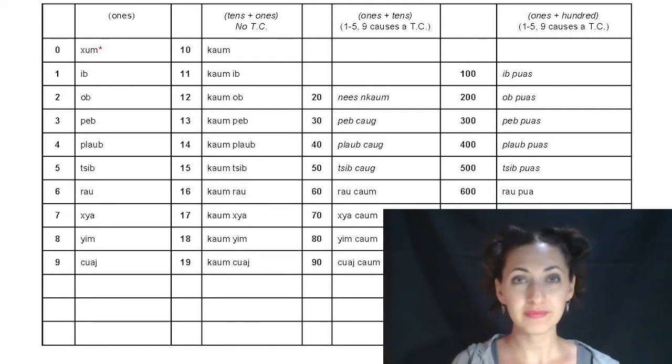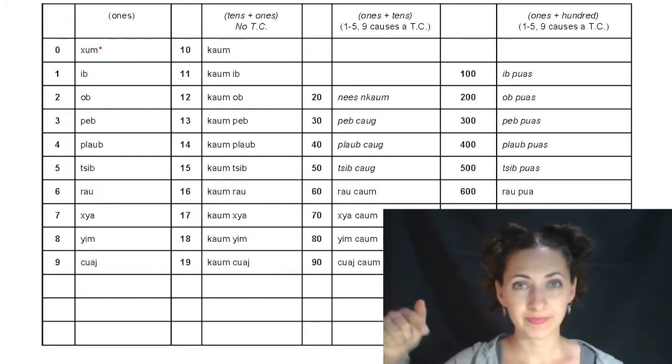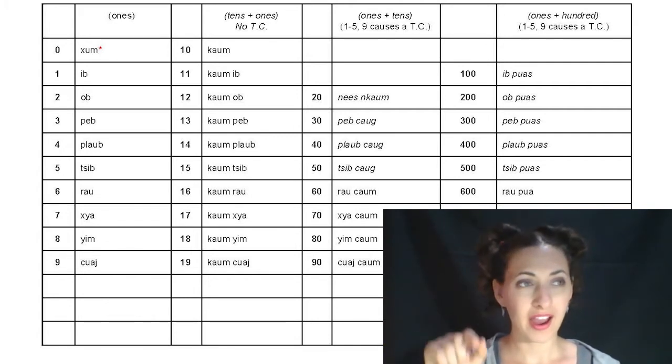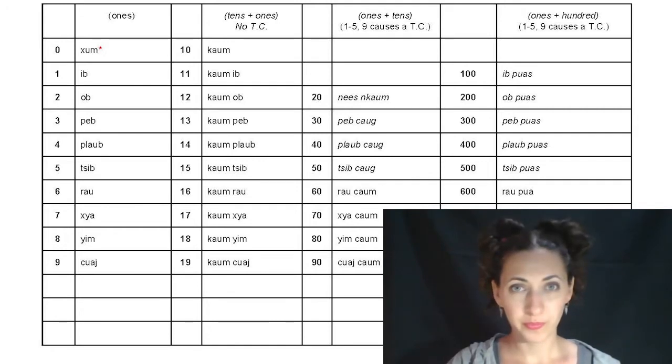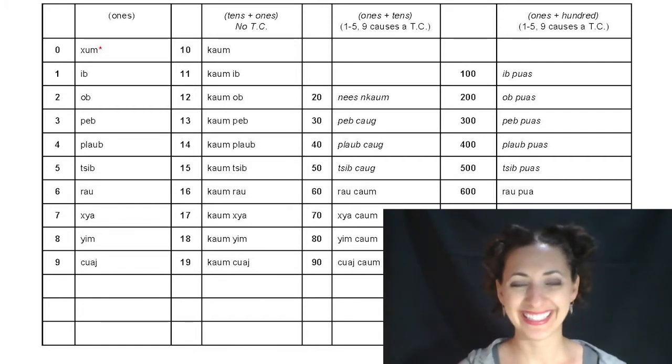Moving on. Zhao, Zhao, Xia, Xia, Yi, Yi, Jua, Jua. Go, Go. All right, very good.